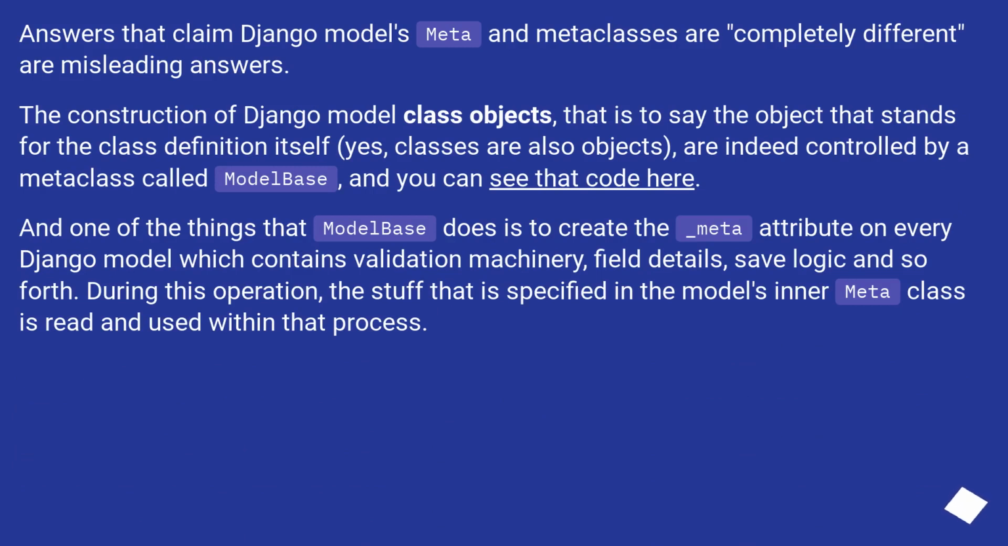Answers that claim Django models' Meta and metaclasses are completely different are misleading. The construction of Django model class objects, that is to say the object that stands for the class definition itself, yes, classes are also objects, is indeed controlled by a metaclass called ModelBase, and you can see that code here. And one of the things that ModelBase does is to create the underscore _meta attribute on every Django model, which contains validation machinery, field details, save logic and so forth. During this operation, the stuff that is specified in the model's inner Meta class is read and used within that process.